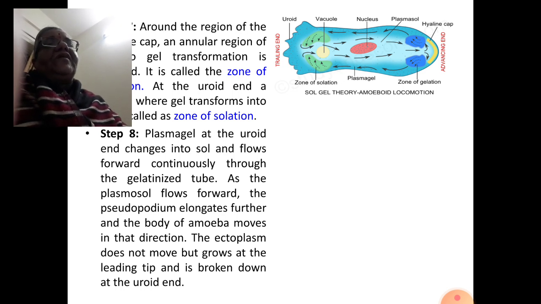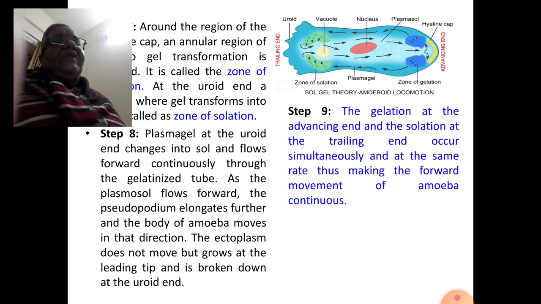Students, you have to concentrate on the arrow marks through the gelatinized tube. As the plasmosol flows forward, the pseudopodium elongates further and the body of the amoeba moves in that direction. The ectoplasm does not move. Please note, ectoplasm doesn't move but grows at the leading tip and is broken down at the uroid end. This is what happens.